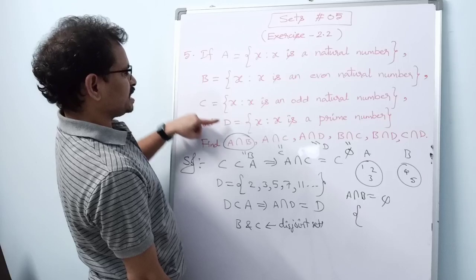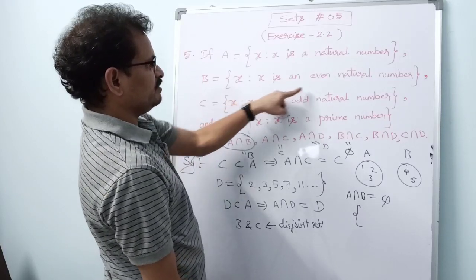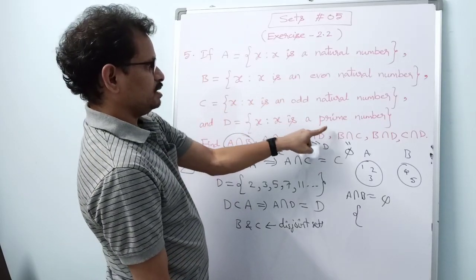Then what about B intersection D? See, B is even natural numbers and D is prime numbers.